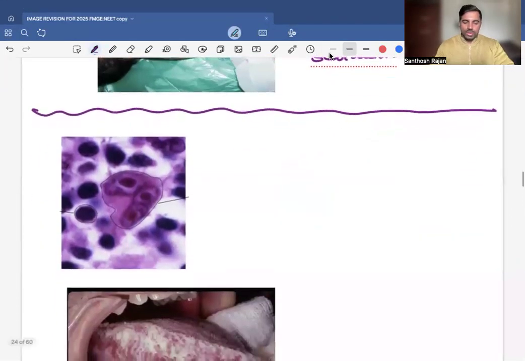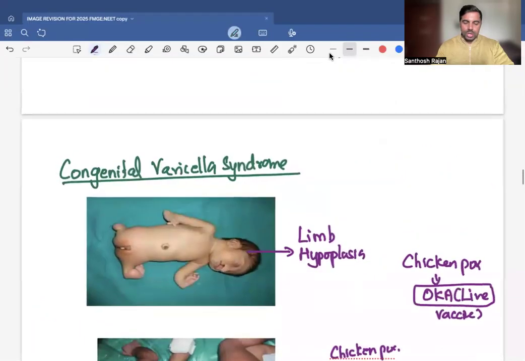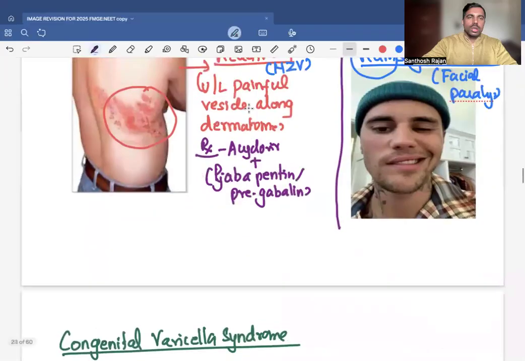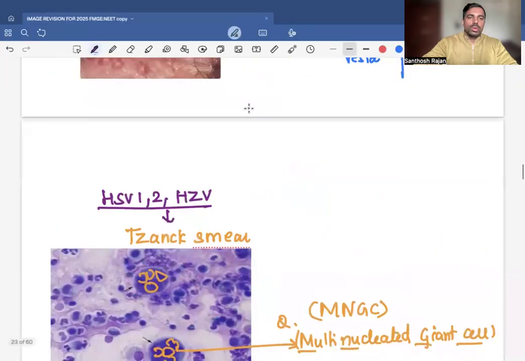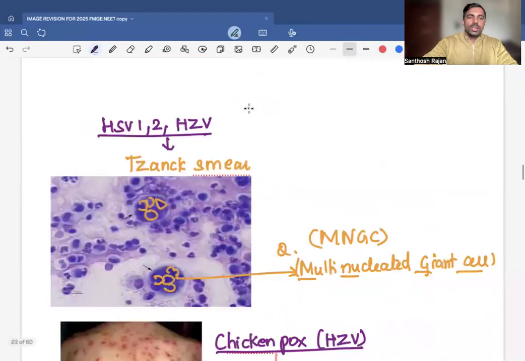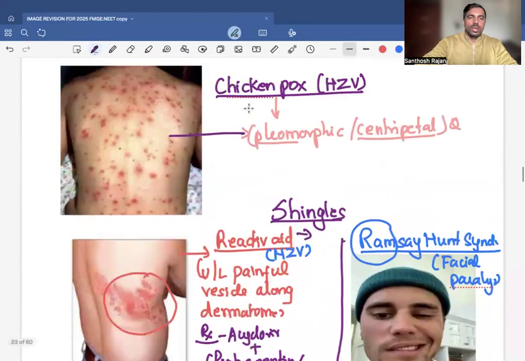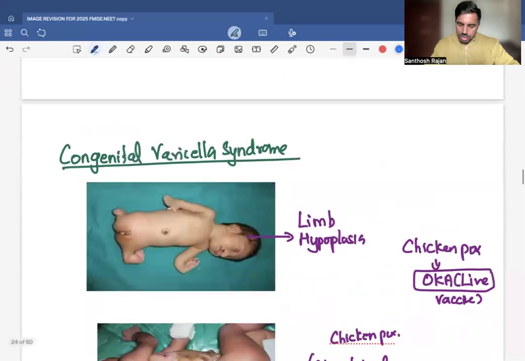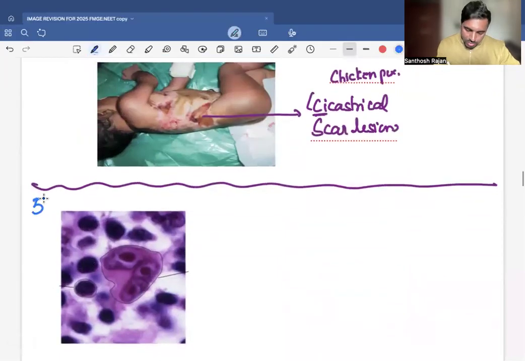The next one, if you see this picture, now we are going to the picture number. So we started the chicken 48. No, this is 48. Yes, okay. This is 49 about the chicken pox. Yes, this is all 49. Now this is 50.